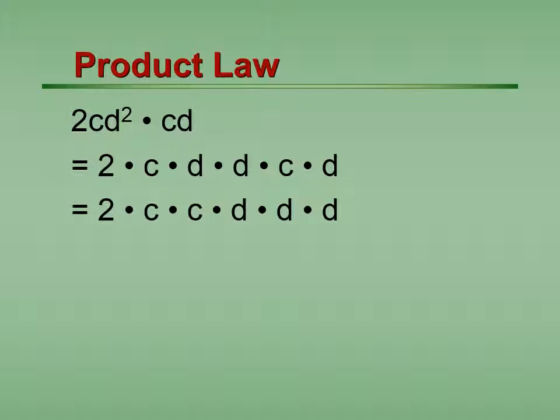Then we can use our commutative property to change the order and put all of our c's and all our d's together. So we've got 2 c's and 3 d's. So our final answer becomes 2c squared d cubed, which is the same as saying c to the 1 plus 1, d to the 2 plus 1.